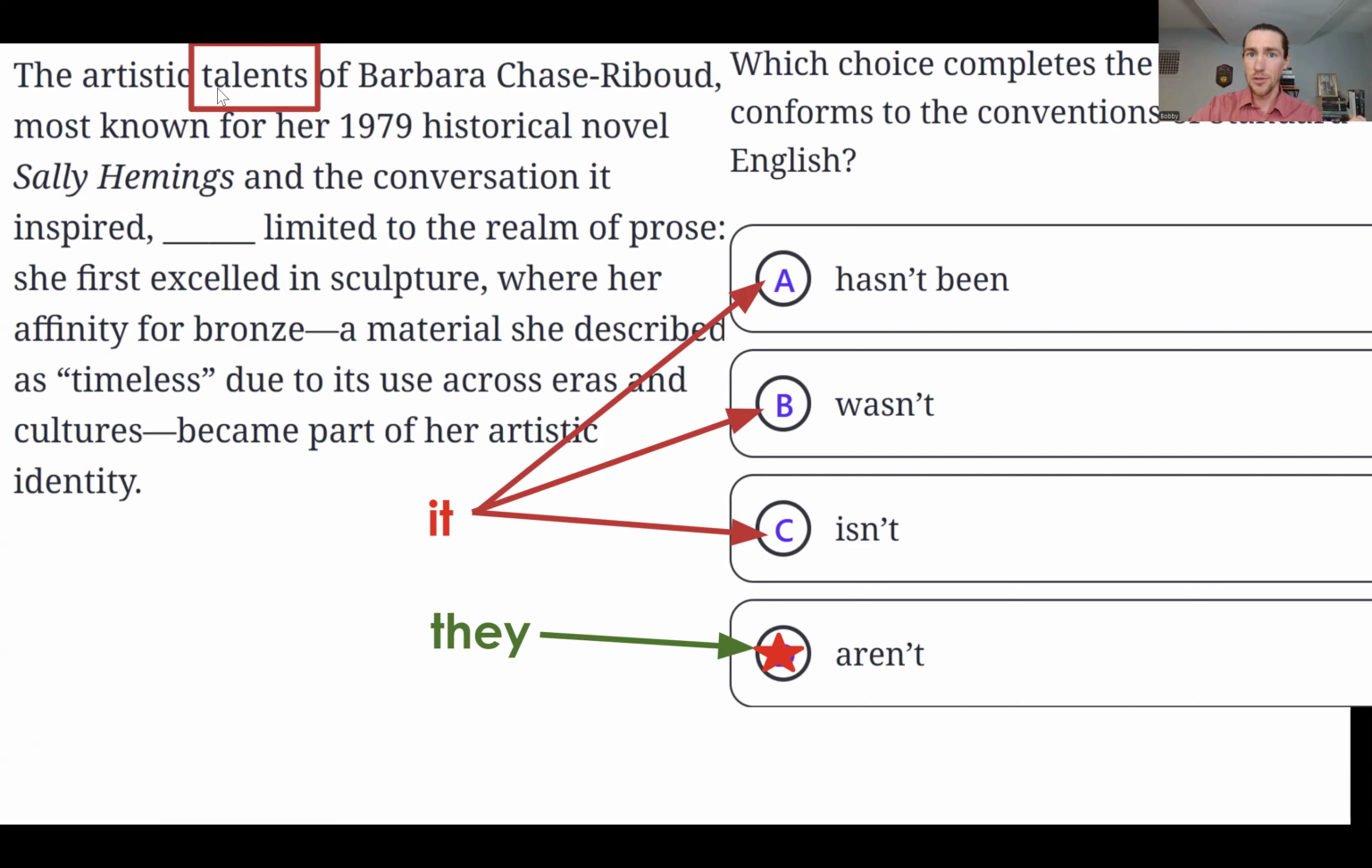If you wanted to find the subject of this sentence, it would be the word talents. Kind of a far way away from the blank, so it's easy to lose sight of that being the subject. If you found talents was the subject, you can put talents next to your four choices, and you would find talents aren't is the correct answer.